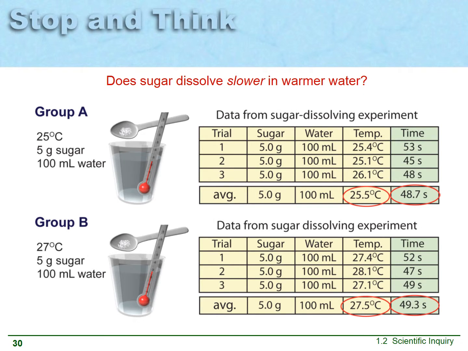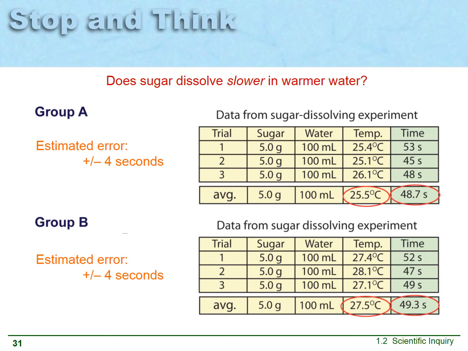Let's look at another set of trials. Here the question is, does sugar dissolve slower in warmer water? Two groups are collecting data. What are the control variables? What is the experimental variable?